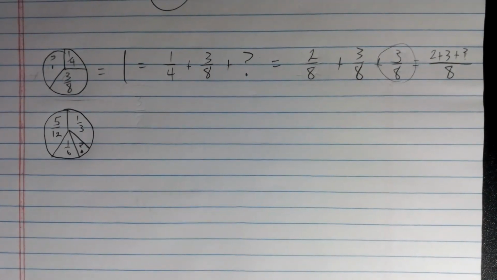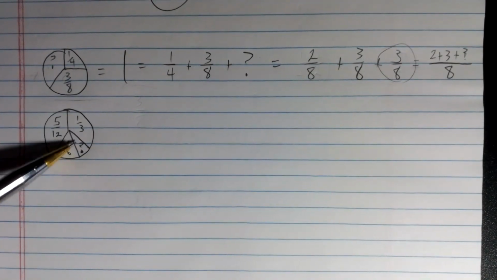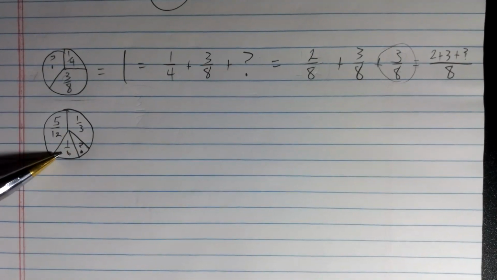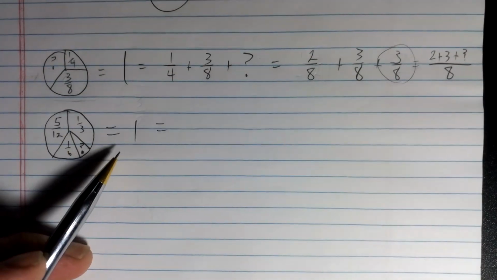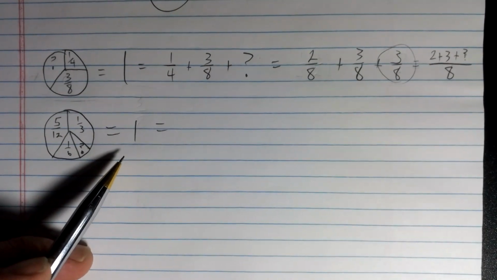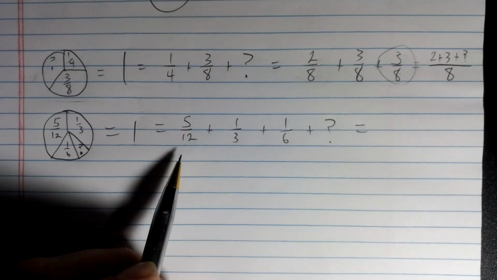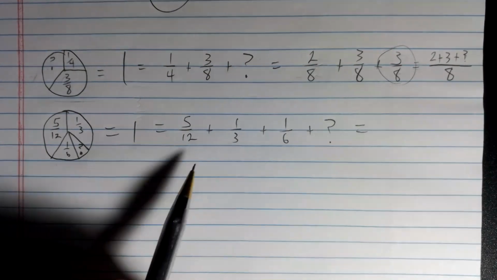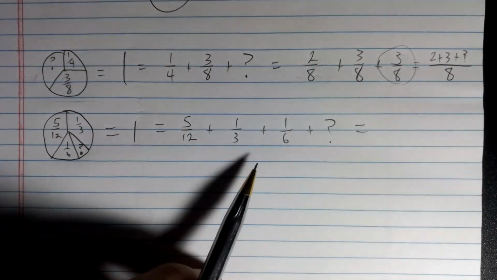Alright, here we're faced with the same issue. Hopefully you can read, there's a little question mark there. We want to try and figure out what this little pie section is if I have 5/12, 1/3, and 1/6. Again, know that this whole thing is going to equal 1. And if I write everything out like the last problems, this is what I end up with.